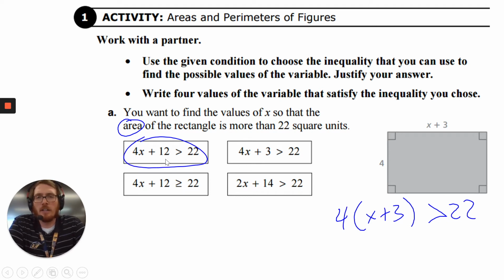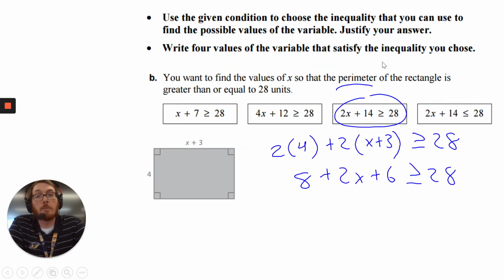You'll notice here that none of these 4 answers match this as it's written. So what they've done is distributed the 4. That's why it's 4x plus 12, because you take 4 times x and 4 times 3, and that's the left side of your inequality. Notice here the difference between this first one and the one below it has an equal sign, but we don't need that equal sign because it says it has to be more than.